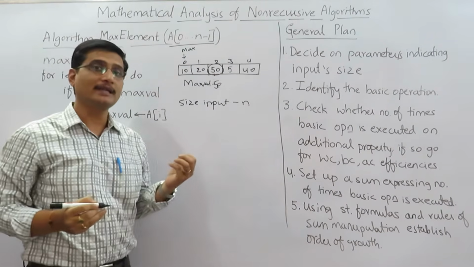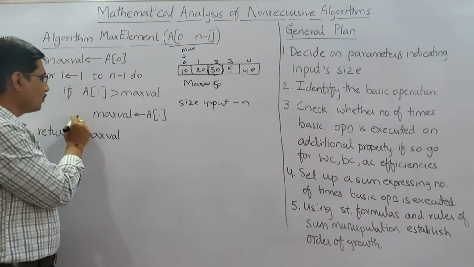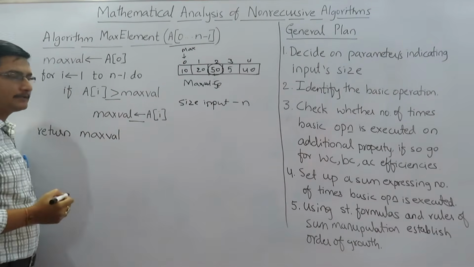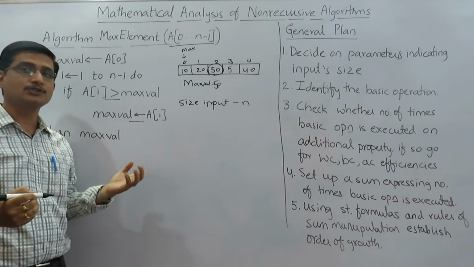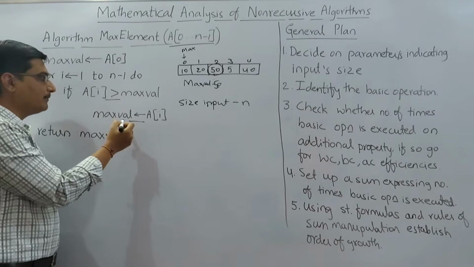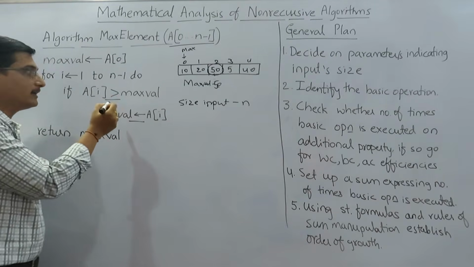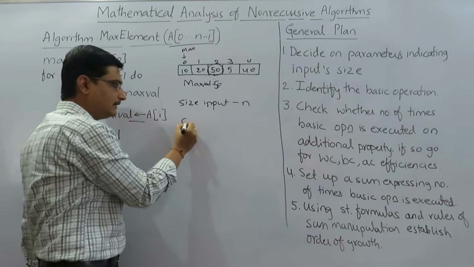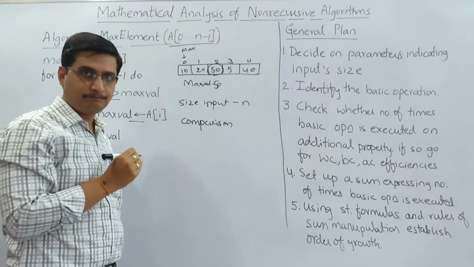Then the second one is we need to find the basic operation. What are the operations here? There are 2 operations in this loop. One is assignment and another one is comparison. Which can be considered as the basic operation, because the basic operation should be executed the maximum number of times. This assignment will be executed only when this if statement is true, but this comparison will be executed for every i in this for loop. So we can consider this comparison as the basic operation of this algorithm.